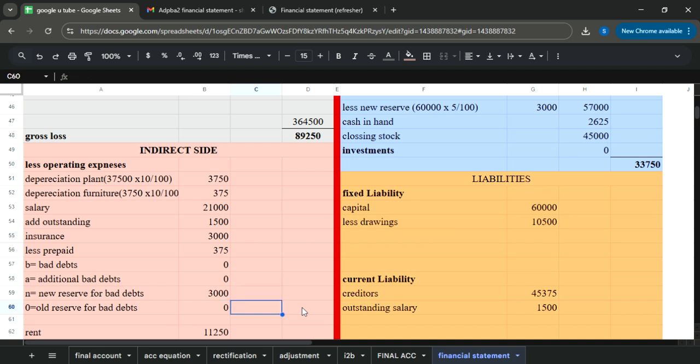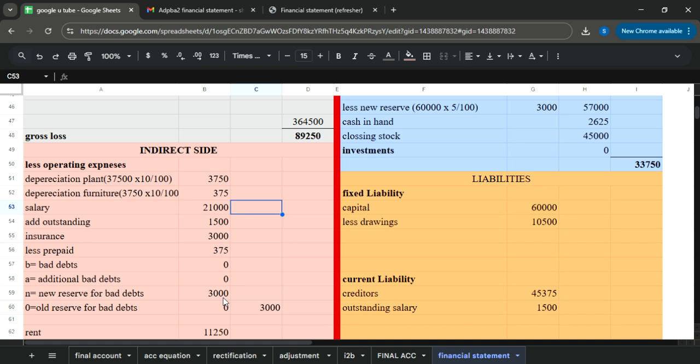Now guys, I need your attention. What you will do, first of all, you will solve this bad debts. First bad debts, and then you will have to add additional bad debts, and then again you will add new reserve and subtract old reserve. Please remember, first three items will be added, last item will be subtracted. And in this question, bad debts are not present, additional bad debts are not present, old reserve are not present, so only 3000 would be mentioned over here.